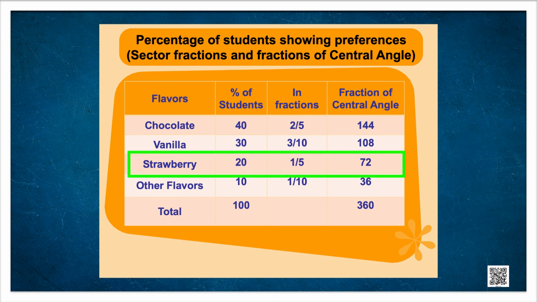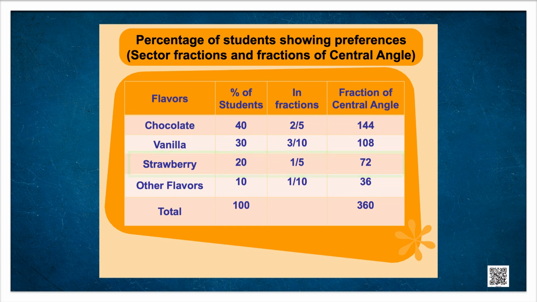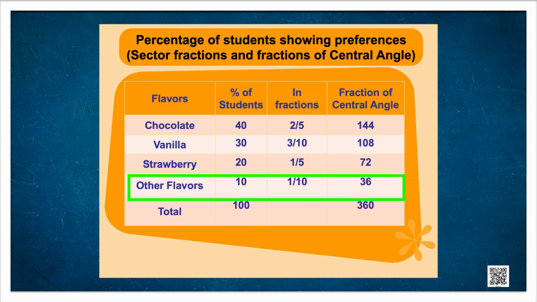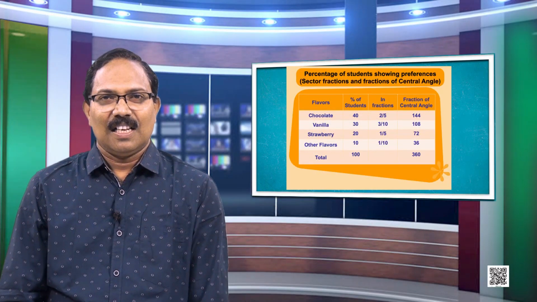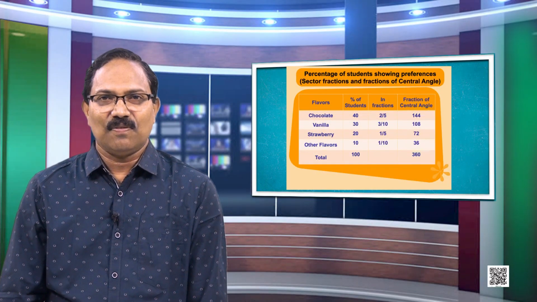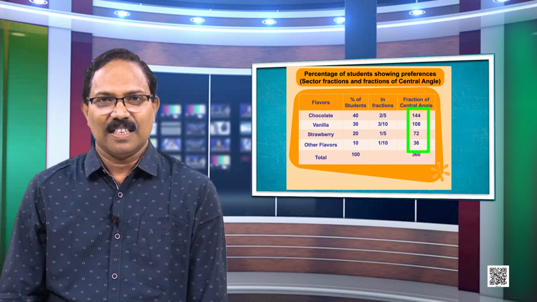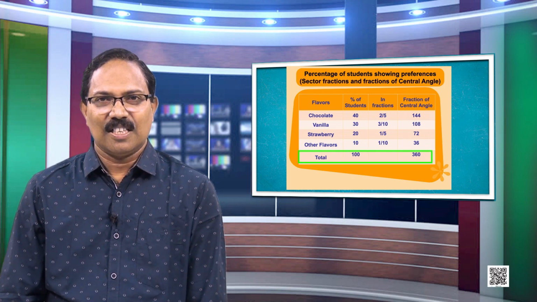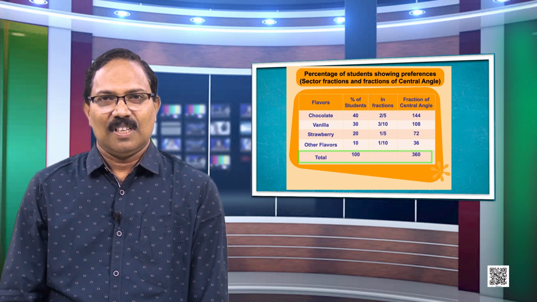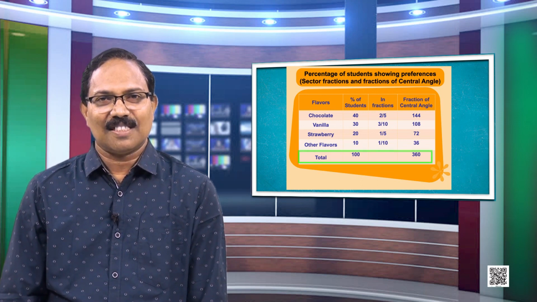For strawberry, 20%. 20 divided by 100 is equal to 1 by 5. 1 by 5 of 360 is equal to 72 degrees. For other flavors, it is 10%. 10 divided by 100 is equal to 1 by 10. 1 by 10 of 360 is equal to 36. Now, you add all the obtained angles in degrees. Yes, you get 360 degrees. This shows that your calculation is correct.